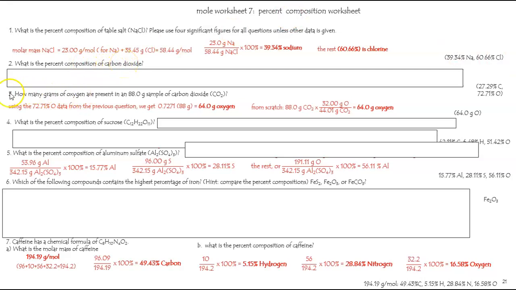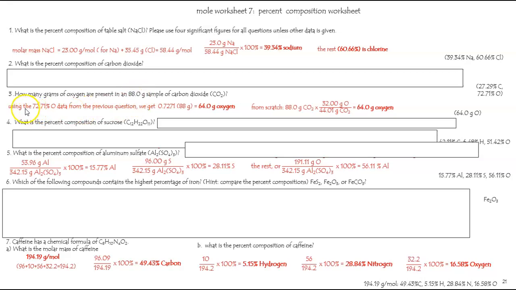Good luck. Number 3. How many grams of oxygen are present in an 88-gram sample of carbon dioxide? Well, I'd say it's 12/44. It's 32/44 oxygen, and then I just take that fraction and multiply it by 88. So 32/44 would be about 3/4. The answer should be about 66, something like that.